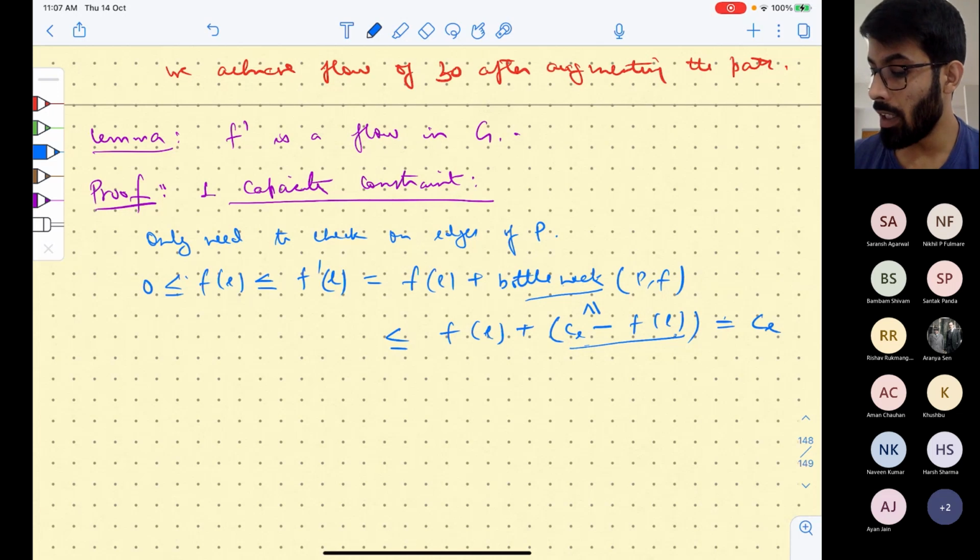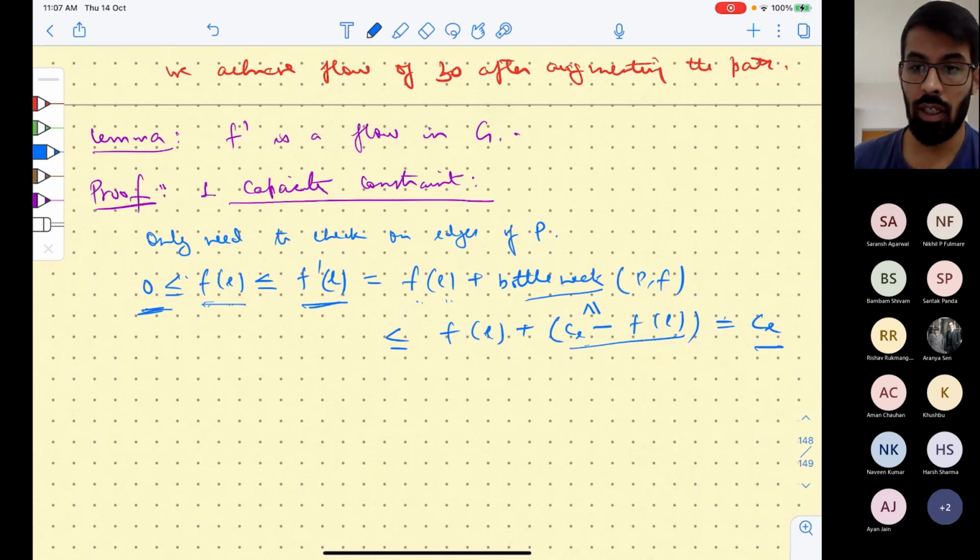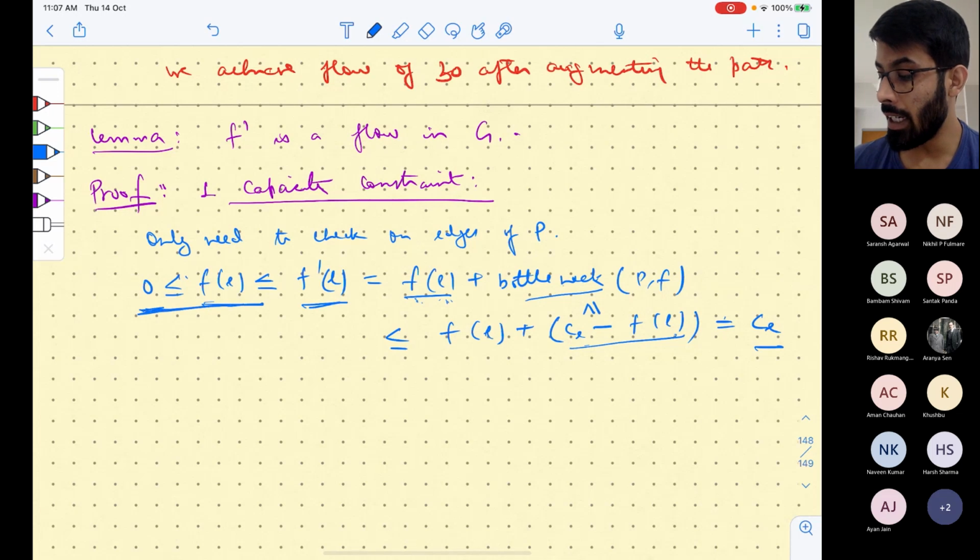So what did we do here? We wanted to show that this f prime of e is at least 0 and at most Ce. So we started with that. This f prime of e is at least fe because it is fe plus something, fe plus the bottleneck. It is at least 0 because fe is non-negative, and then we add a non-negative quantity to it. So this is fine, the left hand side.